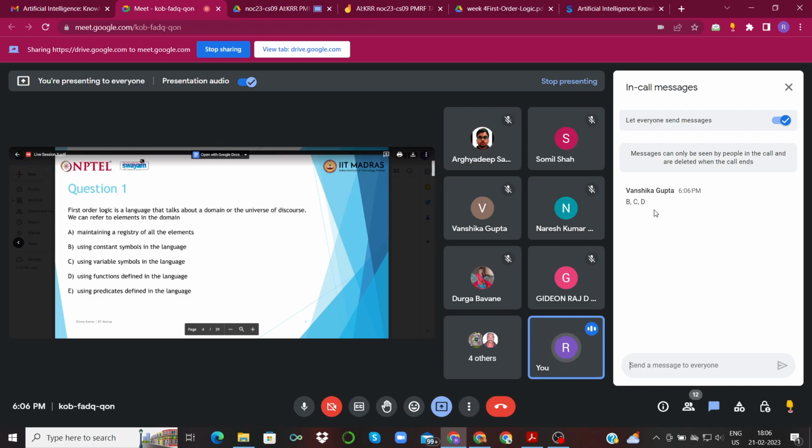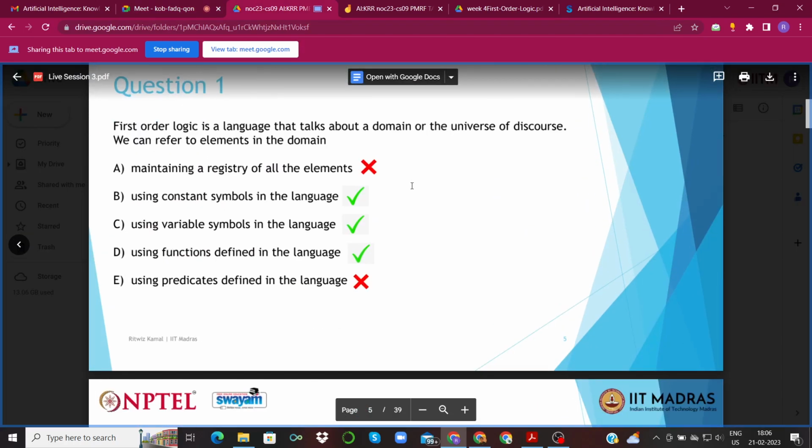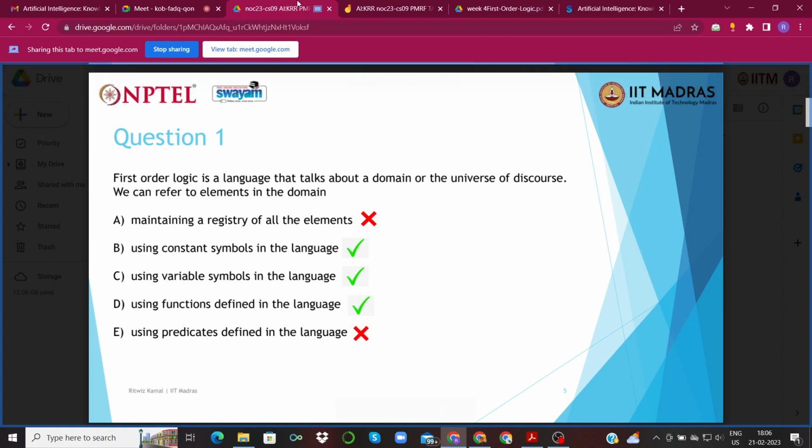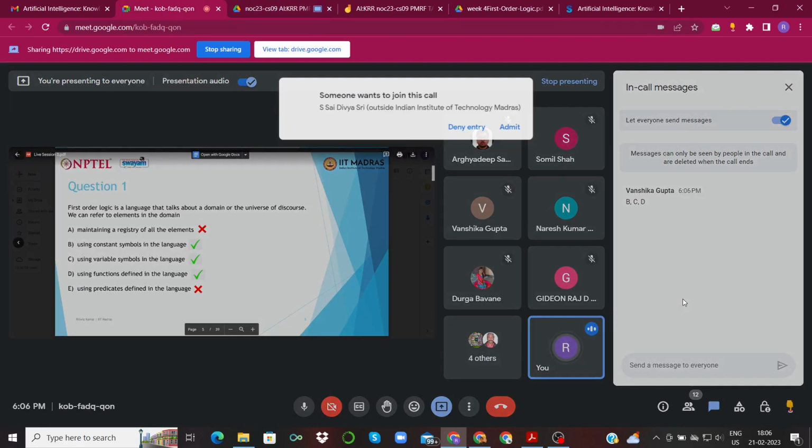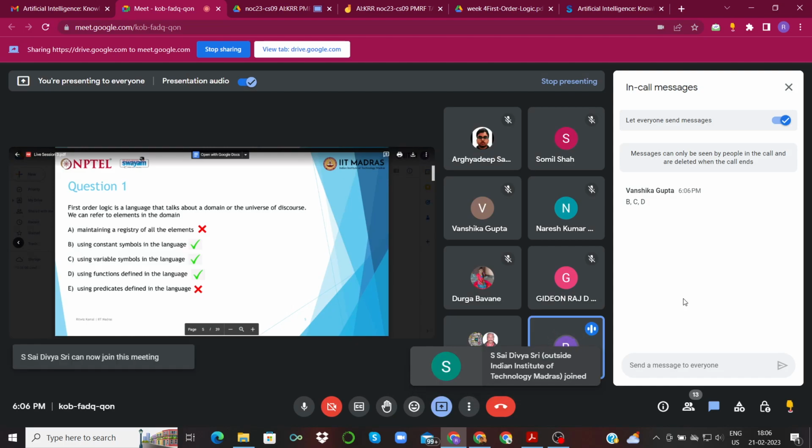Okay, so we have one option. Thanks, Vanshika. Vanshika says that B, C, and D are the correct answers, and that is in fact correct because we can represent the elements using a constant, also using a variable and also using functions. We cannot represent elements using predicates because predicates in first order logic are basically just the subsets of the domain. So the correct answer in this case would be B, C, and D. I hope that was clear. If there's any doubt about this question, please let me know. I'll wait for a while.